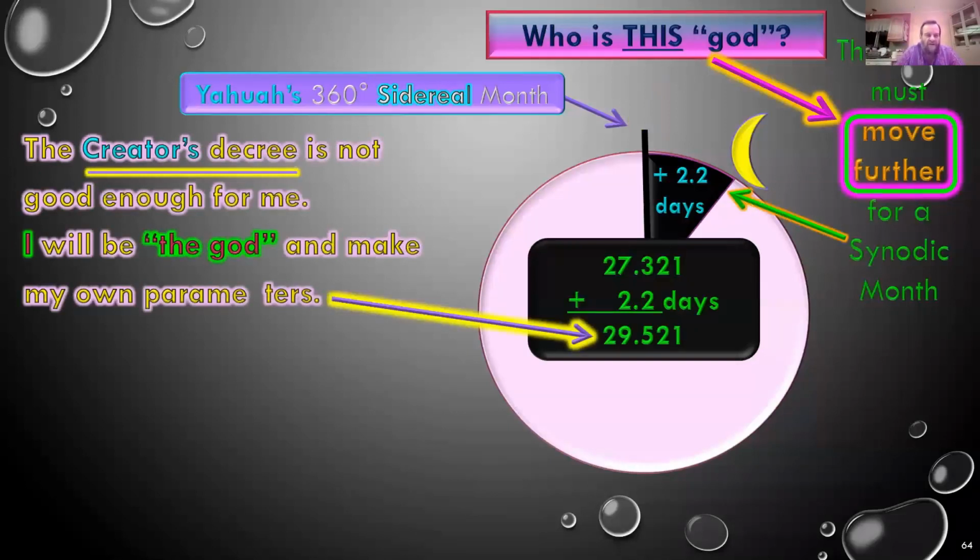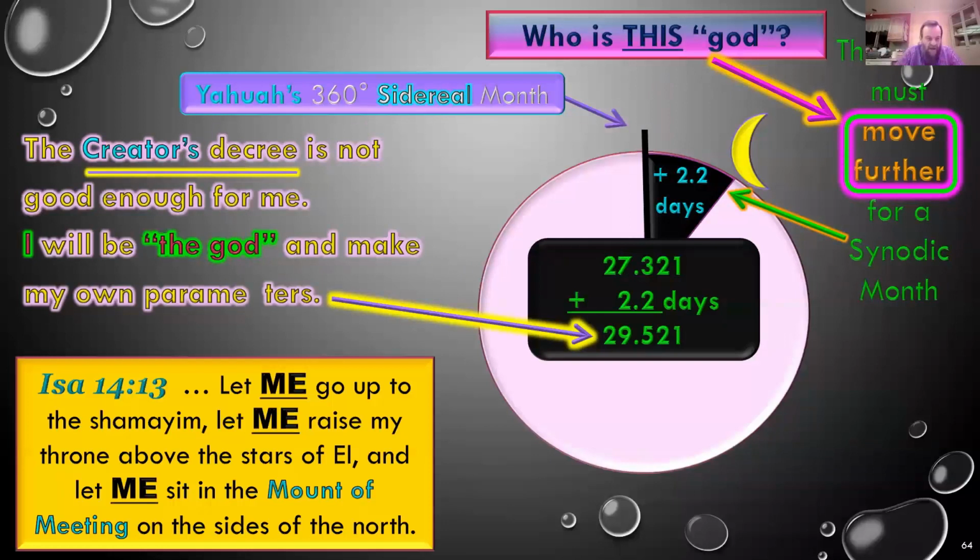The Creator's decree is not good enough for me. I will be the God and make my own parameters. Where do we read that? Let's read that in Isaiah 14:13, where Satan says, "Let me go up to the Shemayim. Let me raise my throne above the stars of El, and let me sit in the mount of meeting in the sides of the north."